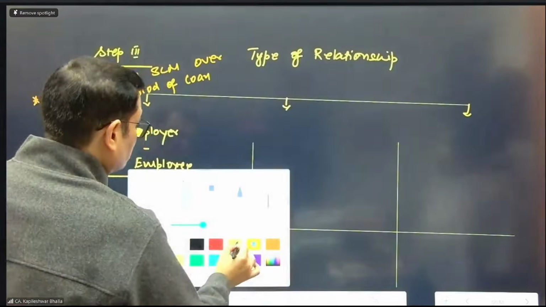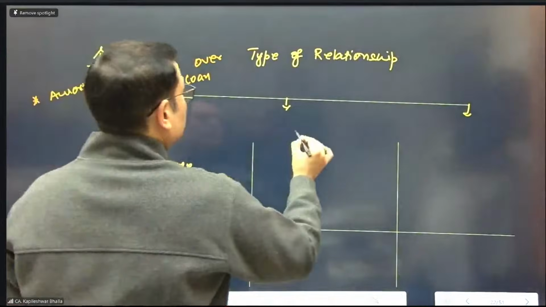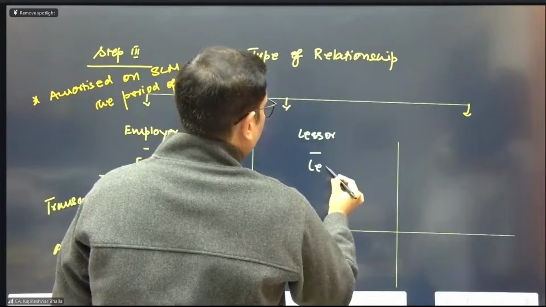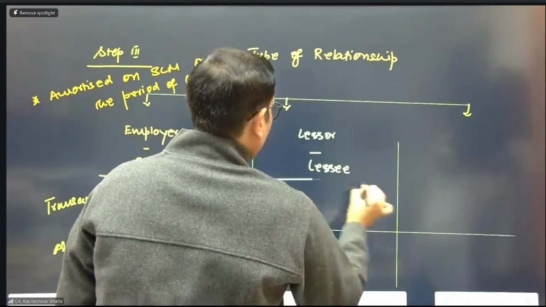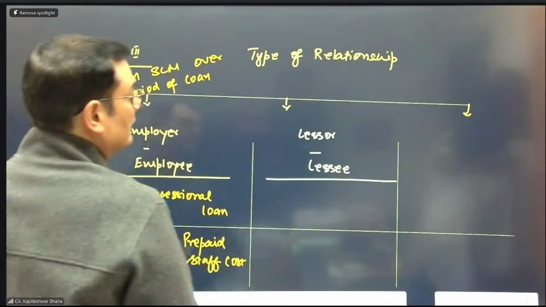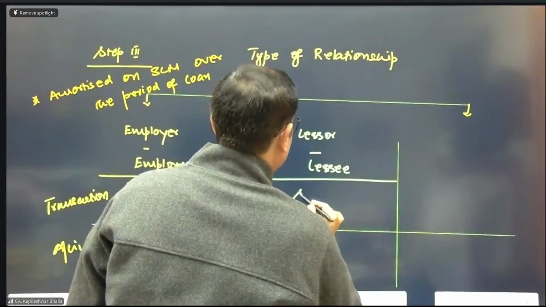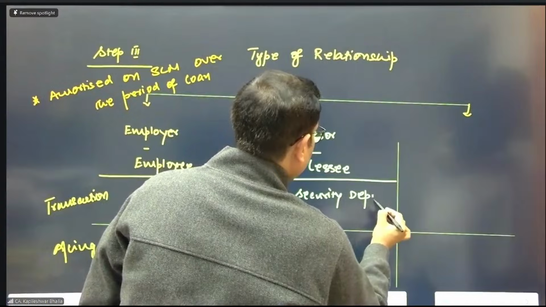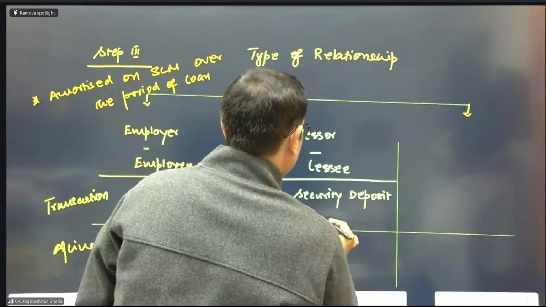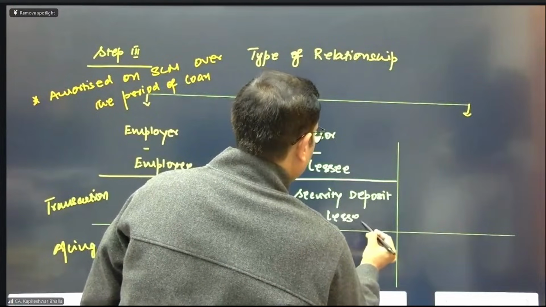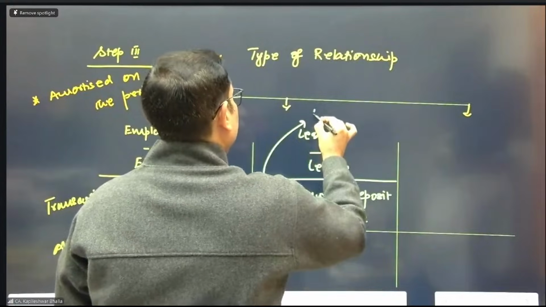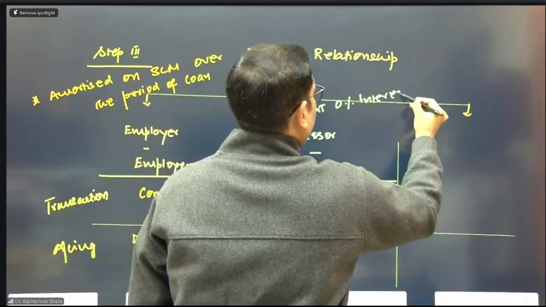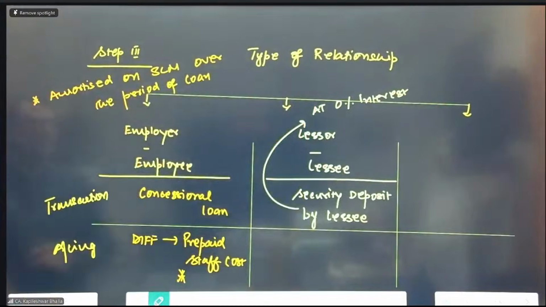The next one is the lessor-lessee relationship. And if you're looking at a lessor-lessee relationship, this will be in terms of a security deposit. This could be a security deposit by the lessee, maybe at 0% interest, a deposit with 0% interest.